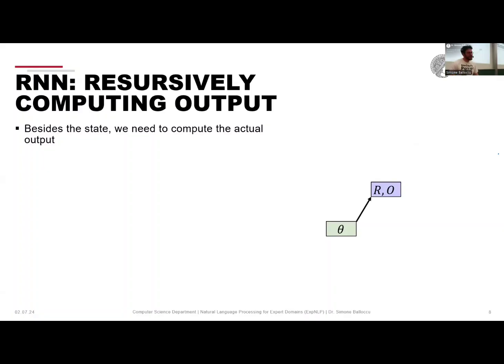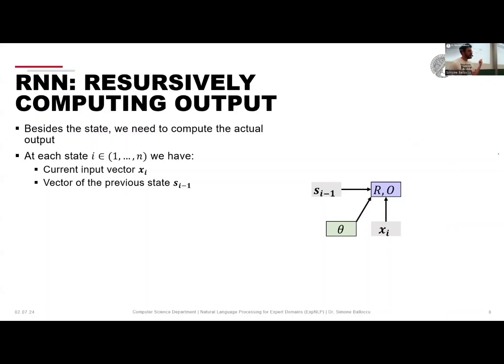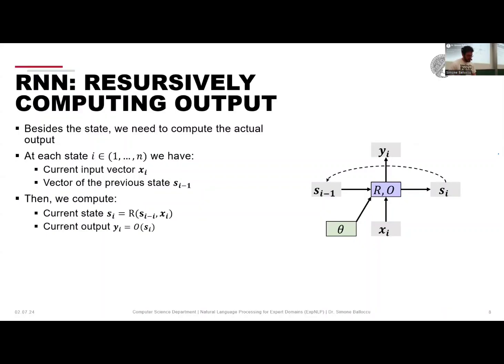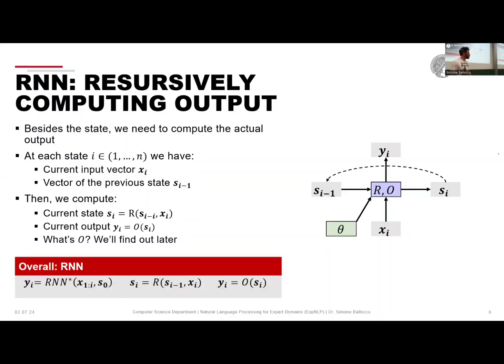Oh no, sorry, I forgot. We also need the output. So besides the state, we also need to compute the actual output of the network. So again, at each state we have the input, the state from the previous calculation, and we calculate the current state, as we said, and the output. What's all? We'll find that later, so for now, don't worry about it. And this completes our abstraction of RNN.